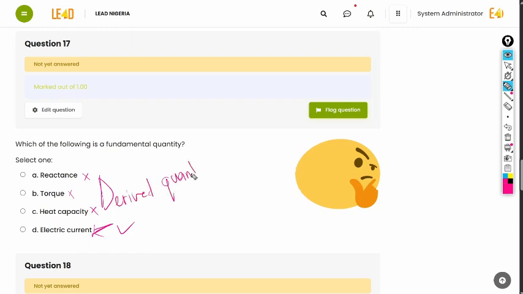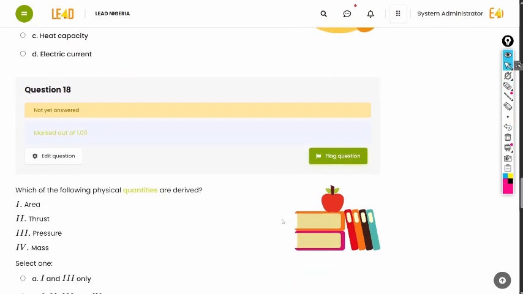quantities. So you must learn your fundamental quantities and know them. They're like the basic quantities, and from your fundamental quantities you get your derived quantities, right? By combining your fundamental quantities, you get derived quantities. That's for question 17. So let's take on question 18.